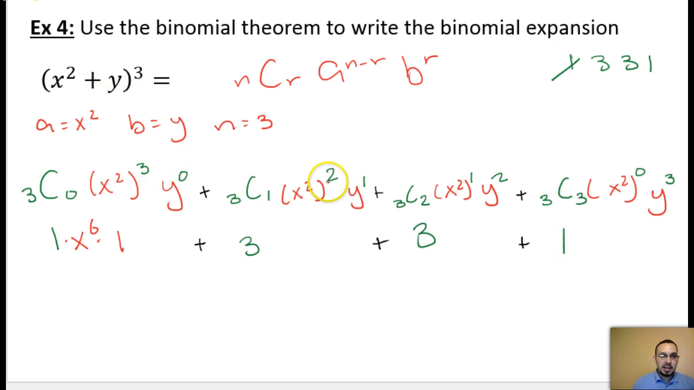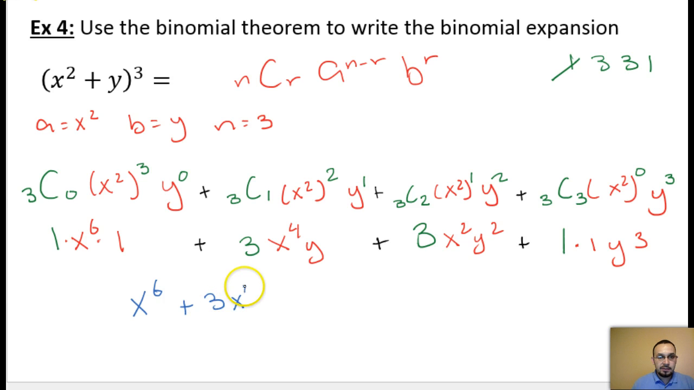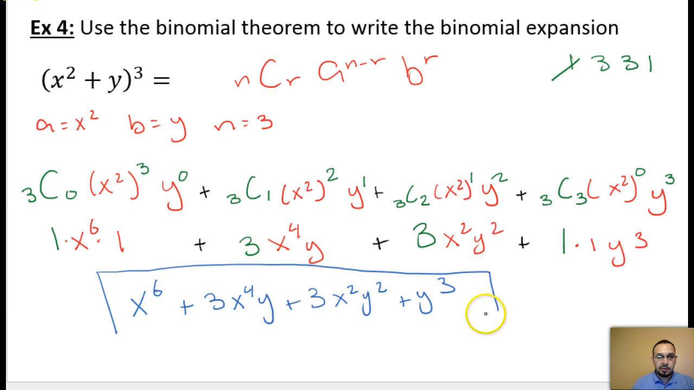So the hard part is just kind of doing the power to power rule. It's just x to the 4th power, y to the 1st. X to the 2nd power, y squared. Anything to the 0 power is 1, so we get times 1, y cubed. If we simplify this out, 1 times 1 is 1, x to the 6th power, we get x to the 6th power plus 3x^4y plus 3x squared y squared plus y cubed. And that is our expanded binomial.